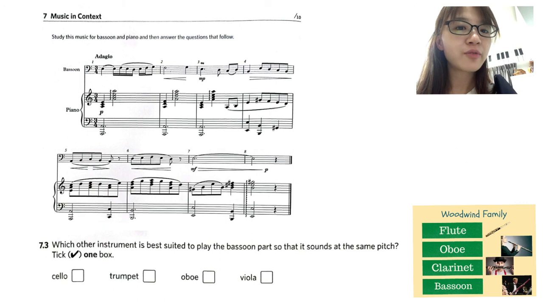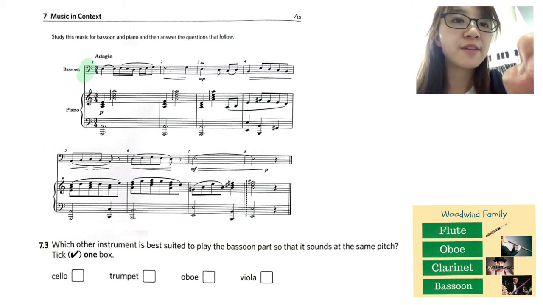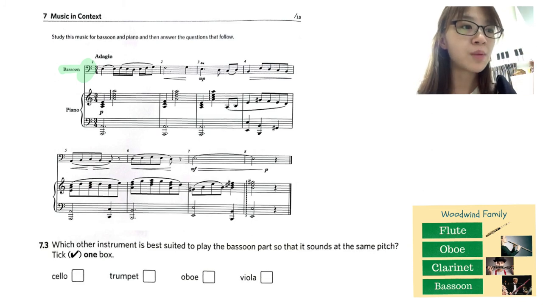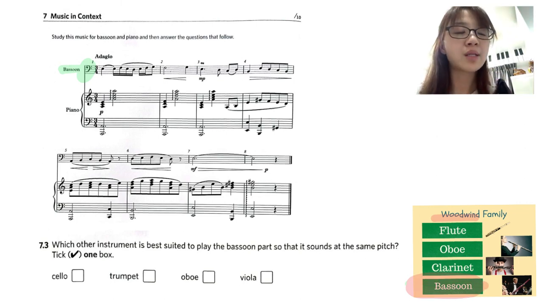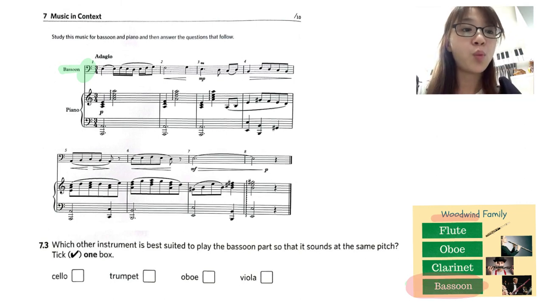For question 7.3, they usually ask you which instrument best suits playing the bassoon part. So we need to know the bassoon part is using the bass clef. So which instrument is using bass clef? And the bassoon is located in the lowest part of the woodwind. It's over here. It's the lowest instrument.